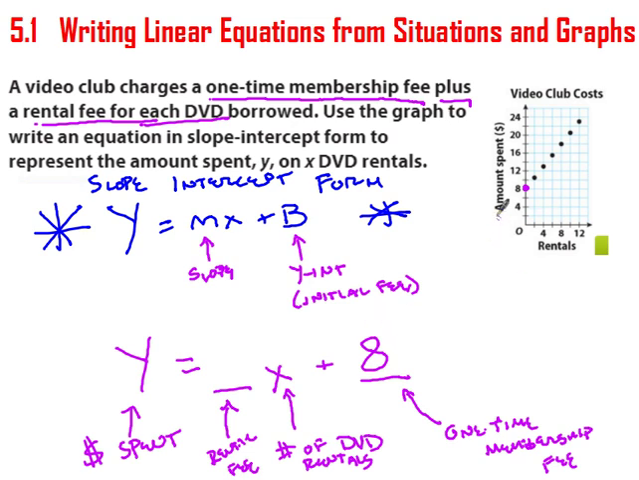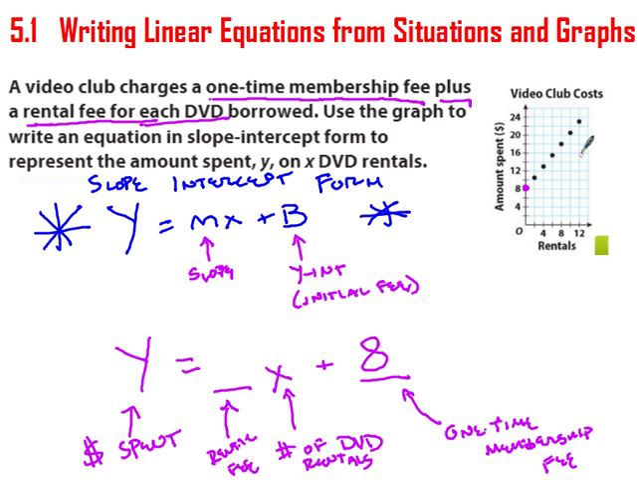Okay, because I haven't rented a single DVD yet. X is 0, okay? My y-intercept then is 8 because the amount spent is $8. That's where I'm starting. Your starting point, your initial fee is $8. So my y-intercept always represents my starting fee, my initial fee. Then I have to pay a rental fee for each DVD borrowed.